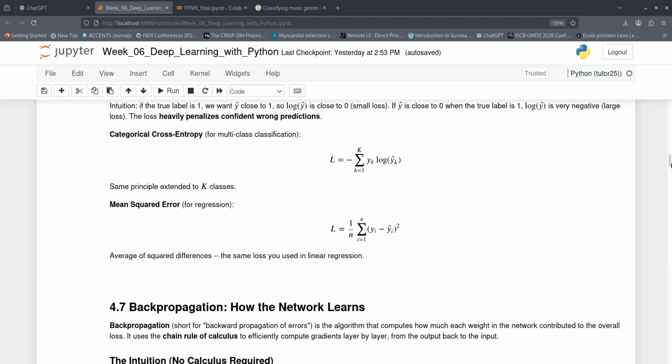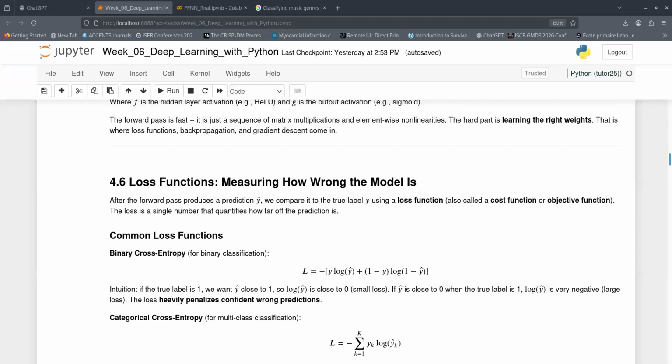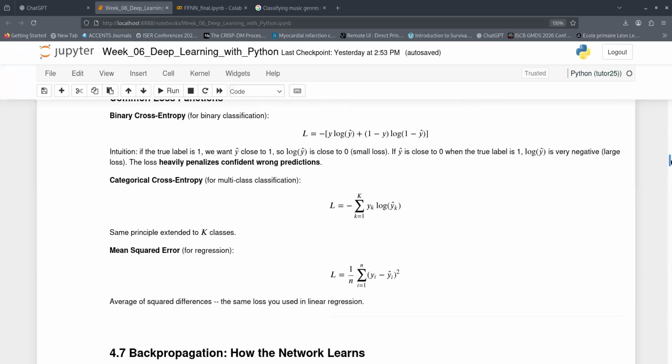And now, as we say, the hardest part of the forward pass is to learn the right weight. So all these notions come in: remember, loss function, back propagation, and gradient descent. Now we go to back propagation. We are going to stop for today with gradient descent, and maybe you can have a task to do.